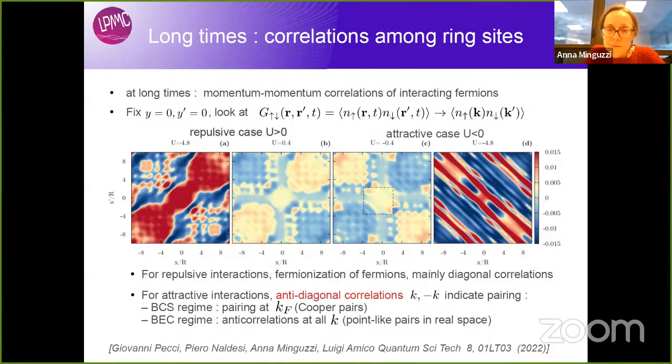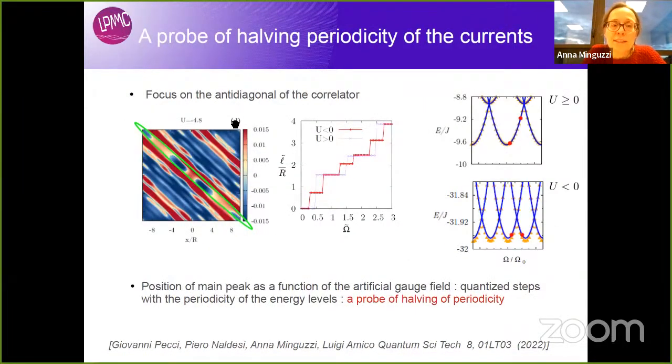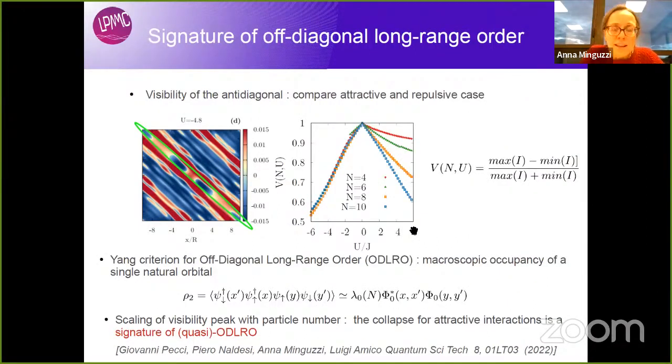Now we can learn a lot from this anti-correlation diagonal, because if we apply, for example, an artificial gauge field, we see that the position of this diagonal is shifted in steps. And magically, these steps are fractionalized, again allowing us to see that we have pairs in the system. This is a quantitative way to probe this doubling of periodicity of energy levels. The second thing that we learn from this diagonal is the following.